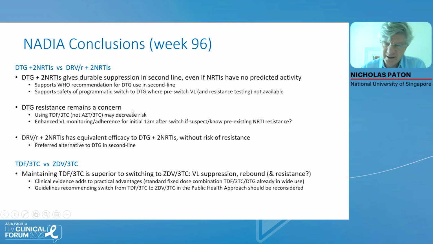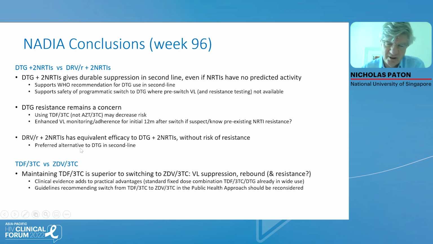Dolutegravir resistance remains a concern. So I've shown you this pattern of mutation. It's still only a few percent, and we need to take steps to mitigate that. So certainly using tenofovir 3TC instead of zidovudine 3TC may decrease that risk of developing dolutegravir resistance, but also it may be wise to do enhanced viral load monitoring or adherence for at least the initial 12 months in these kind of people who are switching, where you know there's pre-existing nucleoside resistance, or you suspect there's pre-existing nucleoside resistance. And then darunavir nucleosides, equivalent efficacy without the risk of resistance.